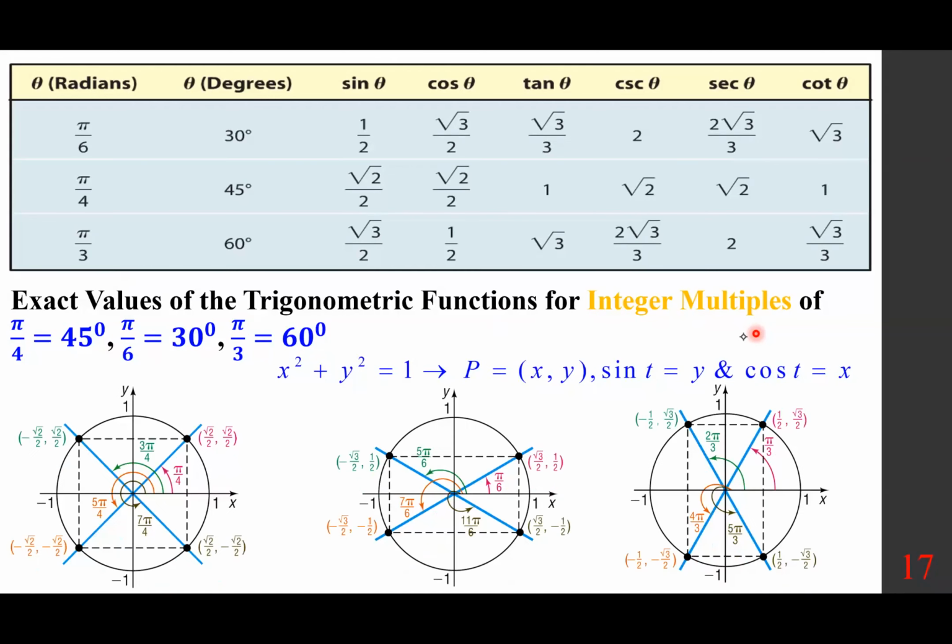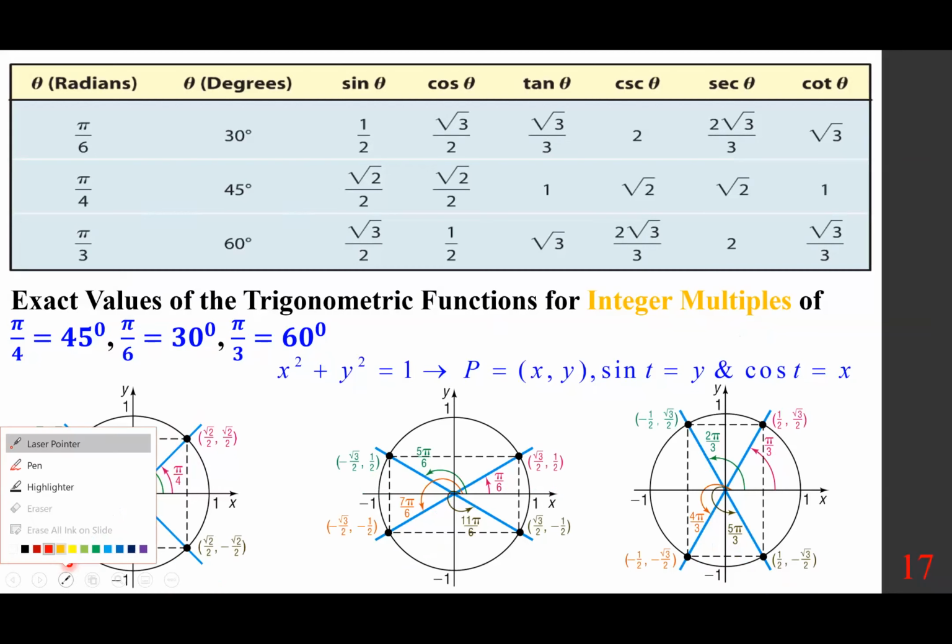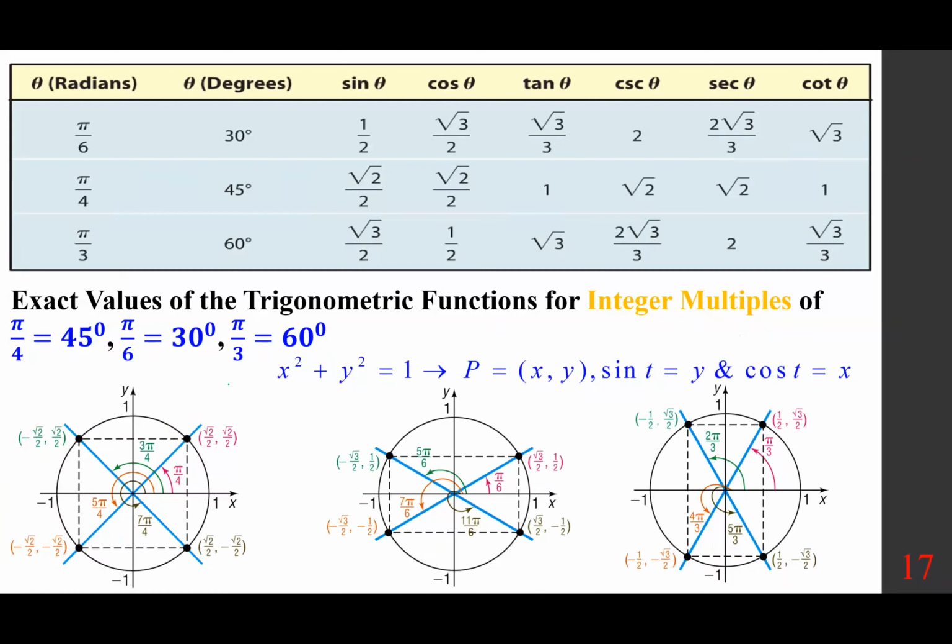For example, we remember in the first quadrant, everything is positive, and the reason why is because x and y are positive. If you look at this quadrant, I want to just remind you quickly, this is x comma y. So x is positive, that means cosine is positive. Y is positive, that means sine is positive.